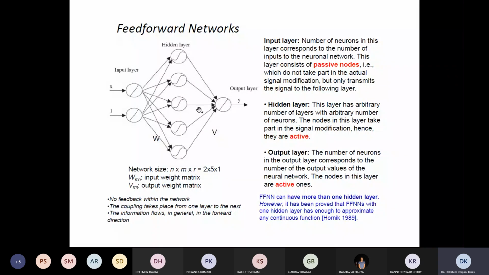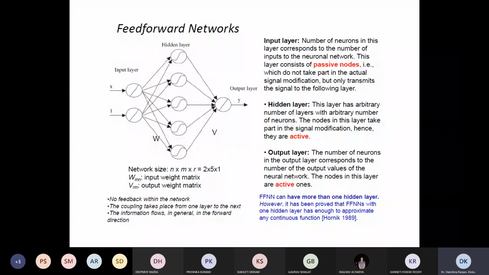Particularly if I study these feed-forward networks, then we can have 2 into 5 into 1. Okay, so network size is 10 basically. Now if I increase the hidden layer, so here we are having only one hidden layer, but if I consider more than one hidden layer, then obviously the network size will be changed, or the network size will be found to be different.